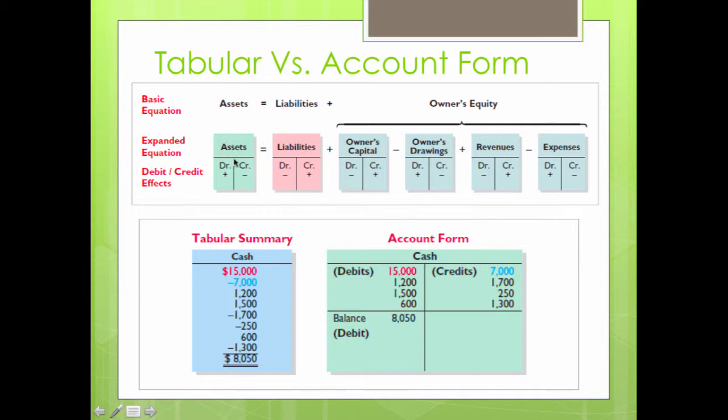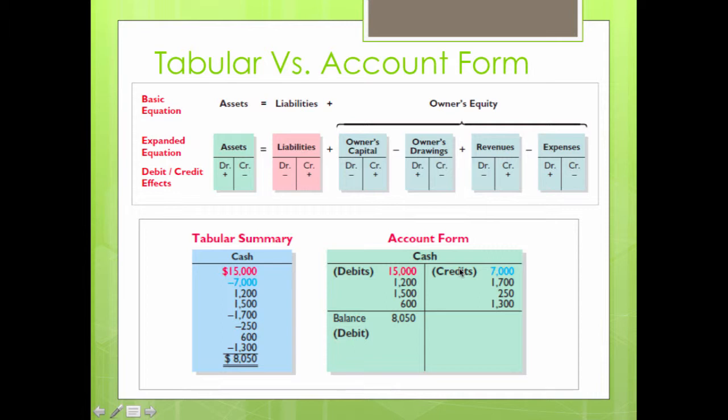Notice that your debit and credit rules show this T account for assets, and this is the T account for cash. You want to increase money, you debit it. You want to decrease money, you credit.